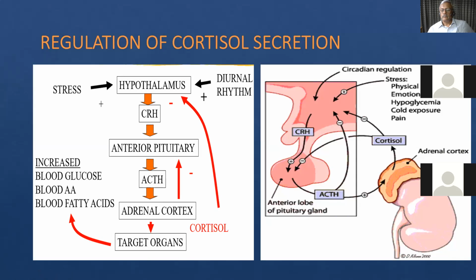Cortisol and ACTH are produced in a pulsatile manner with a characteristic circadian rhythm. It is high in the early mornings and low in the evening, what we call diurnal rhythm.